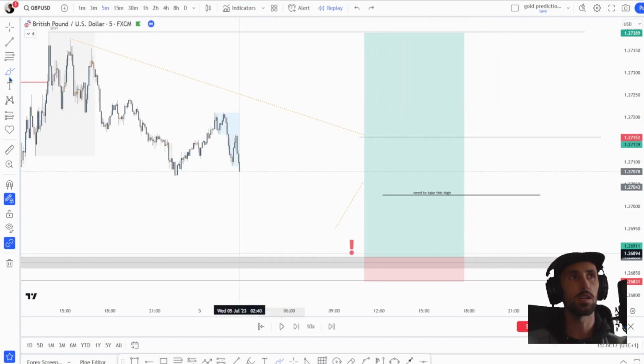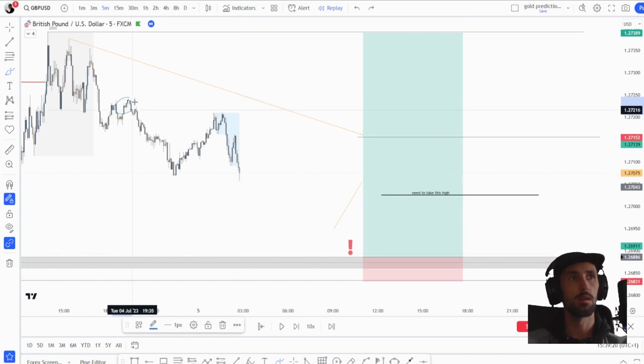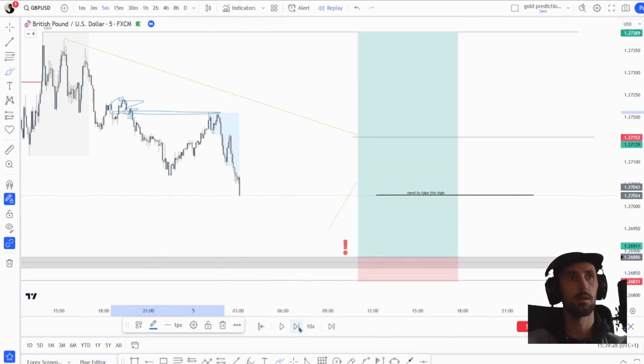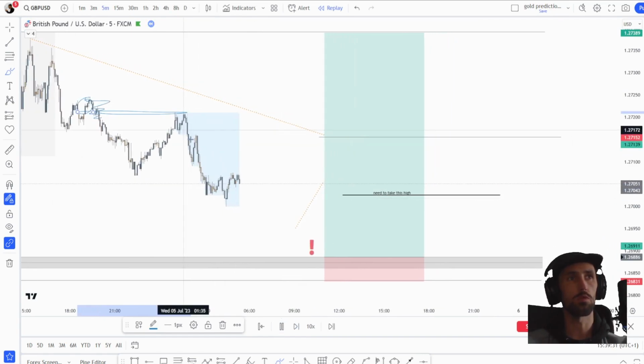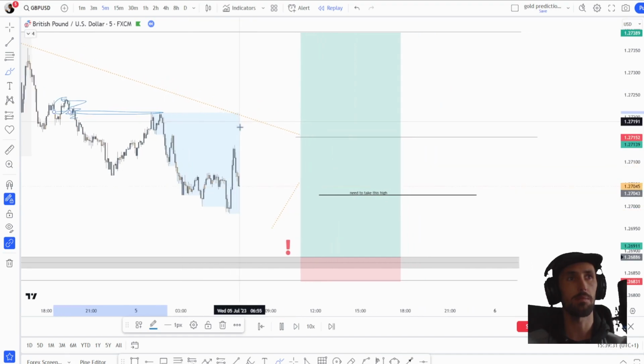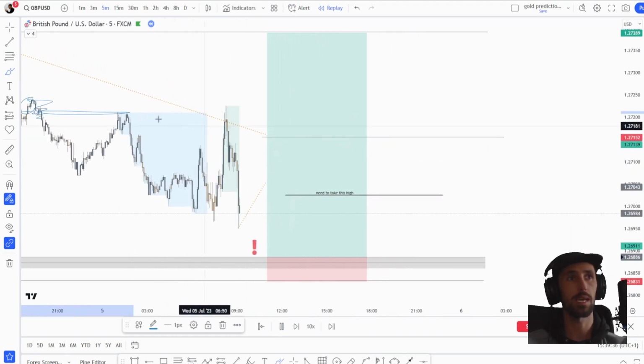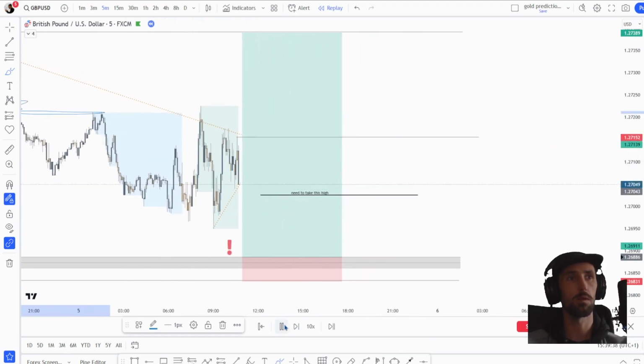Again, you can see already very nicely high order area. You can see there's orders because there is imbalance. Price comes back, taps in, expands lower again. Let's just play this. Again, order areas sitting around here. We want price to tap back in and drop lower. Taps back in. There we go. Sweeps it. Drops lower. Okay.